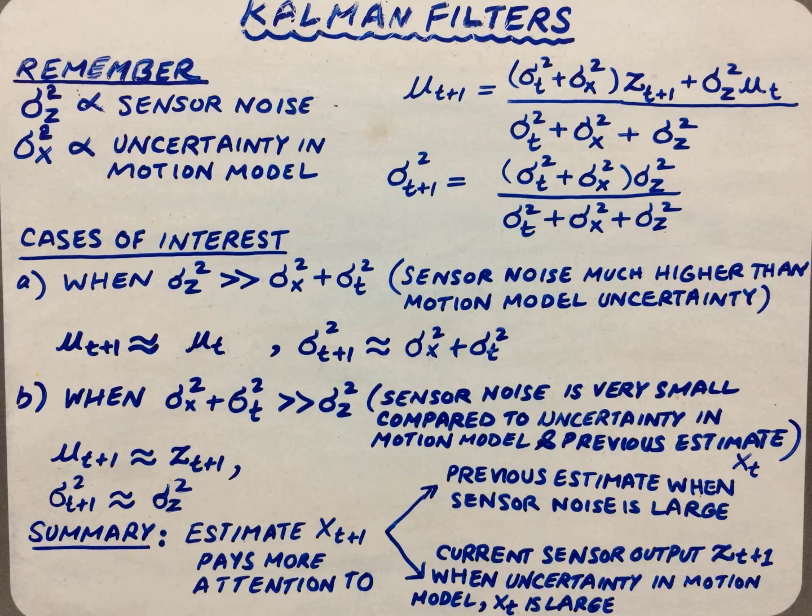So to summarize, if your sensor is very noisy and your motion model is more accurate, then your estimate is dictated primarily by the motion model. And if your motion model is less accurate or very inaccurate and your sensor is very reliable, then your estimate will be dominated by the current sensor output. So these are the two important lessons that we can understand from the expressions given by the Kalman filters.